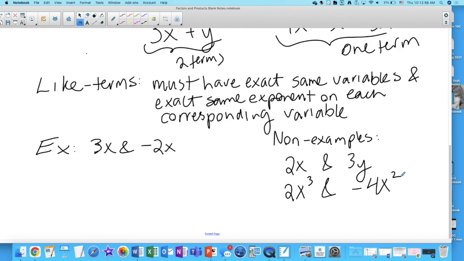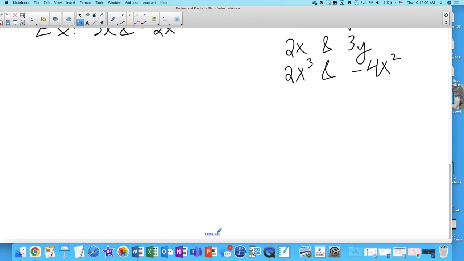What if I asked you AB and BA? Do you think those would be like or unlike? Yep. Like, yes. So AB and let's say 5BA. Those are like. Because remember, the operation that's going on between these two variables is multiplication. You can reorder multiplication, right? So this is A times B. This is B times A. You could reverse that and write it as A times B, and it's still the same thing. And they have the same variables, and the exponent on each variable is 1.